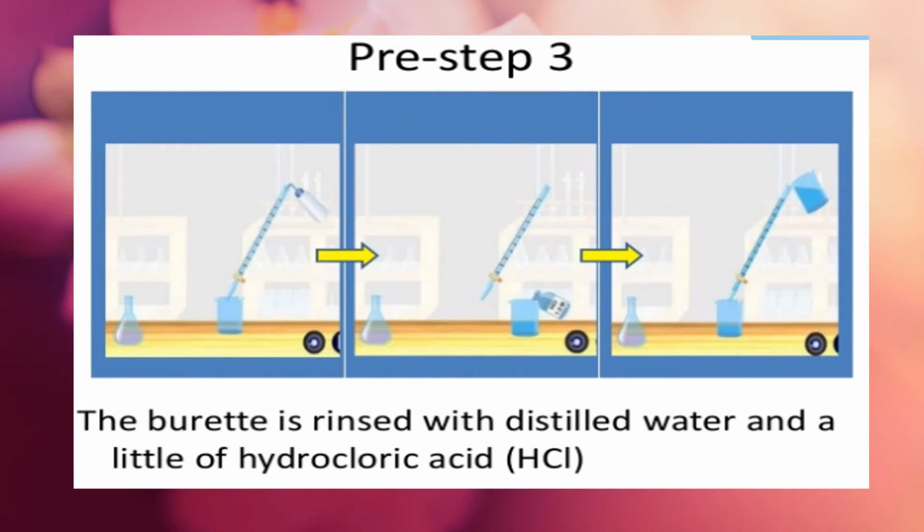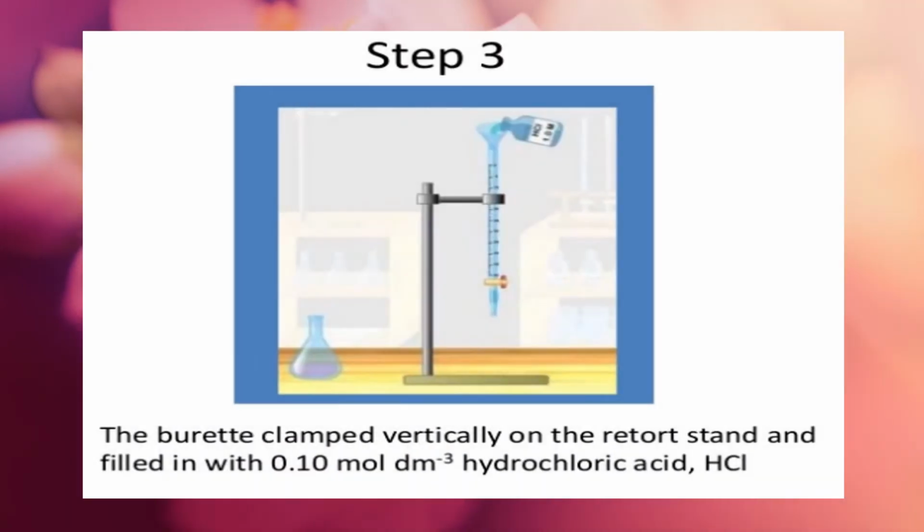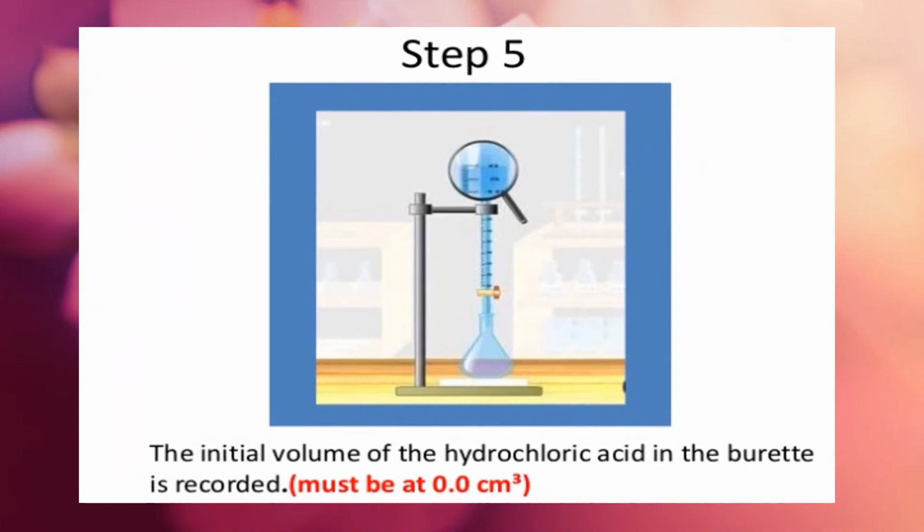To get accurate results, the burette is rinsed with distilled water and little hydrochloric acid. Burette should be clamped vertically on the stand and filled with the measured amount of hydrochloric acid. Now record the initial volume of hydrochloric acid in the burette. It must be at 0 cm³.